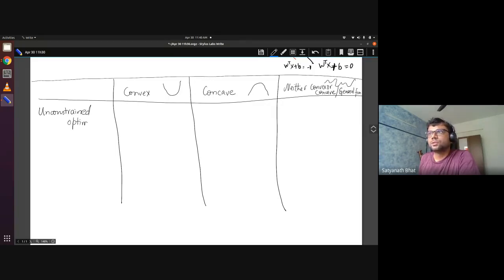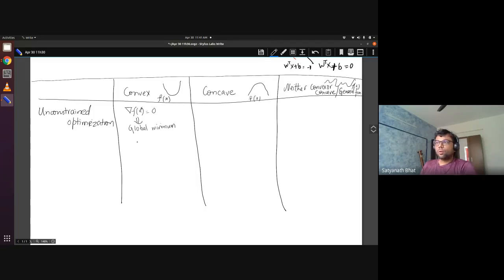My objective, this is my f of x. All these are f of x. So suppose gradient f of x is equal to 0. Suppose there is a point where gradient f of x equals 0. Because it is a convex function, what can we say? Global minimum. Yeah, this will be a global minimum.